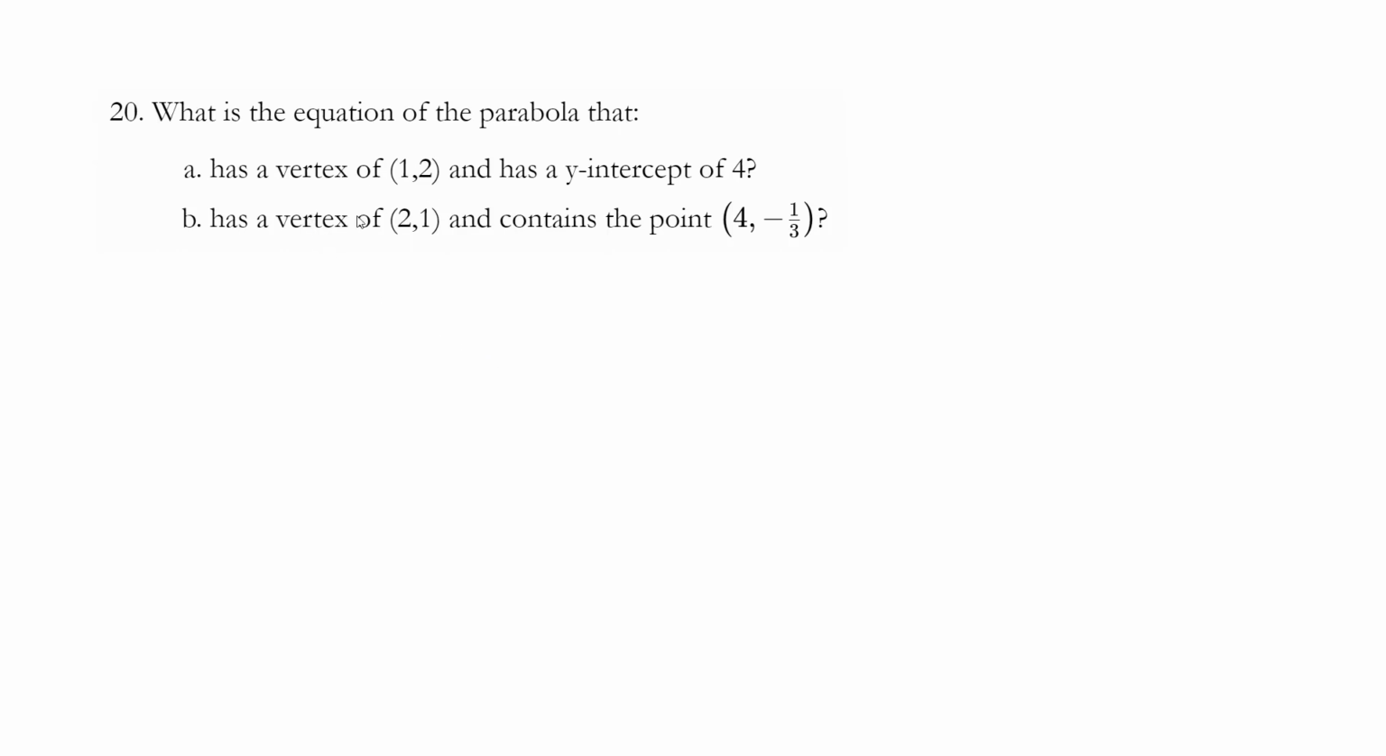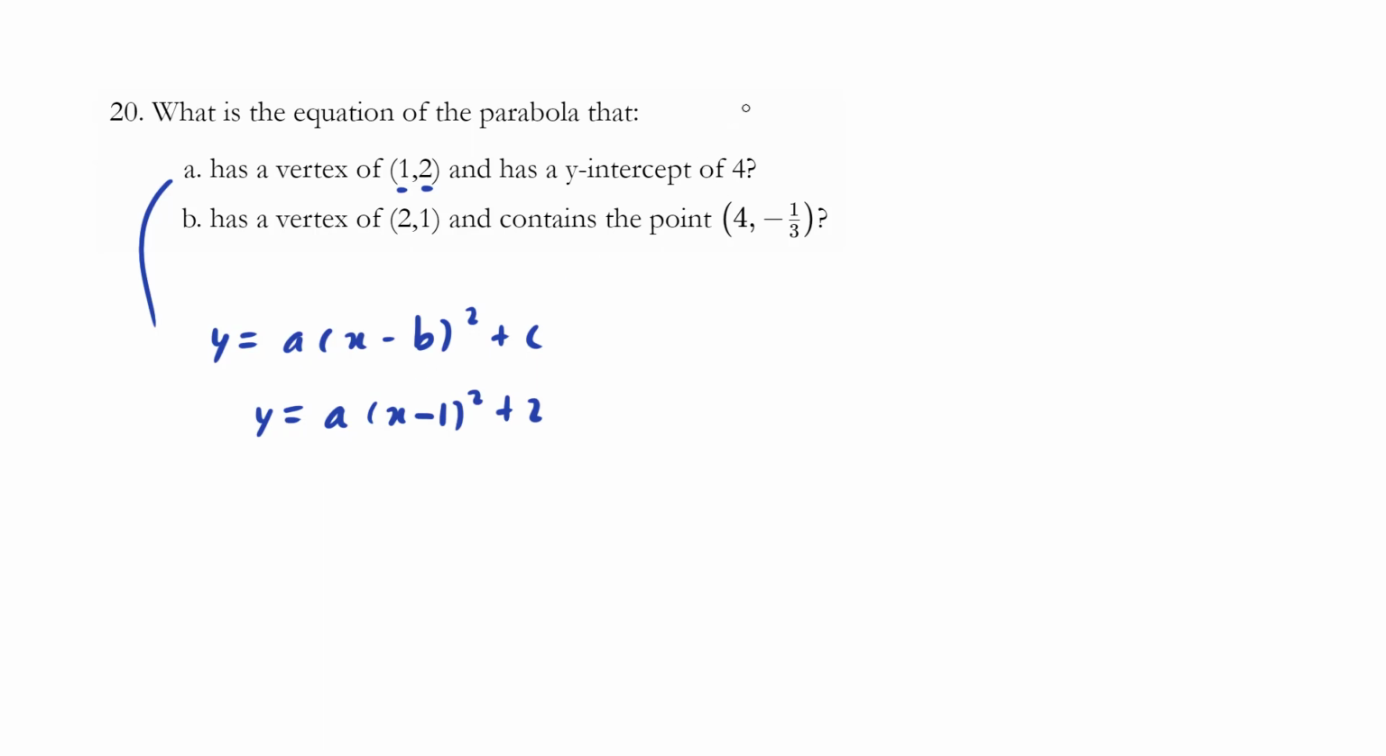What is the equation of a parabola that has a vertex of (1, 2) and a y-intercept of 4? So we're given the vertex, and we know the vertex form: y equals a(x minus b) squared plus c, and we're given (1, 2). So we write y equals a, we don't know what a is, but we know that the x value is 1. So we write minus 1 here, and we write plus 2 here. Remember, x minus 1 means shifted 1 unit to the right.